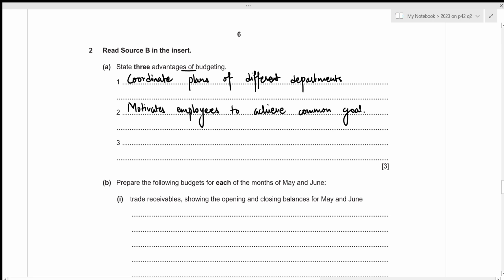Okay, now for the third one, there will be responsibility accounting, because usually in case of budgeting, each department is given the responsibility to create a budget by coordinating with the remaining departments. So if the department is not able to achieve the target set as part of their budget, then they have to take responsibility for it. So there is a responsibility accounting factor created by budgeting. Let's write it down. Responsibility accounting. Okay, that's for the first part.